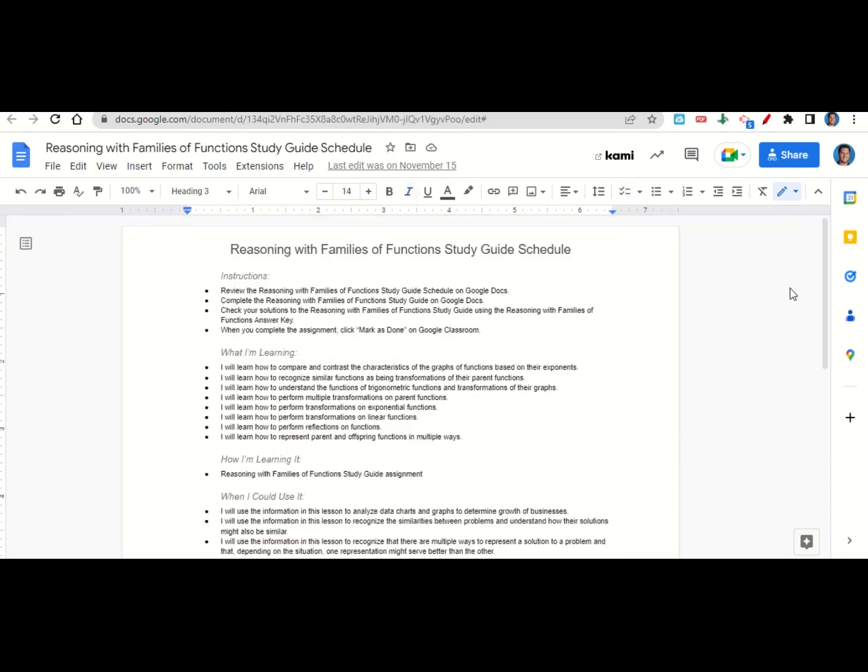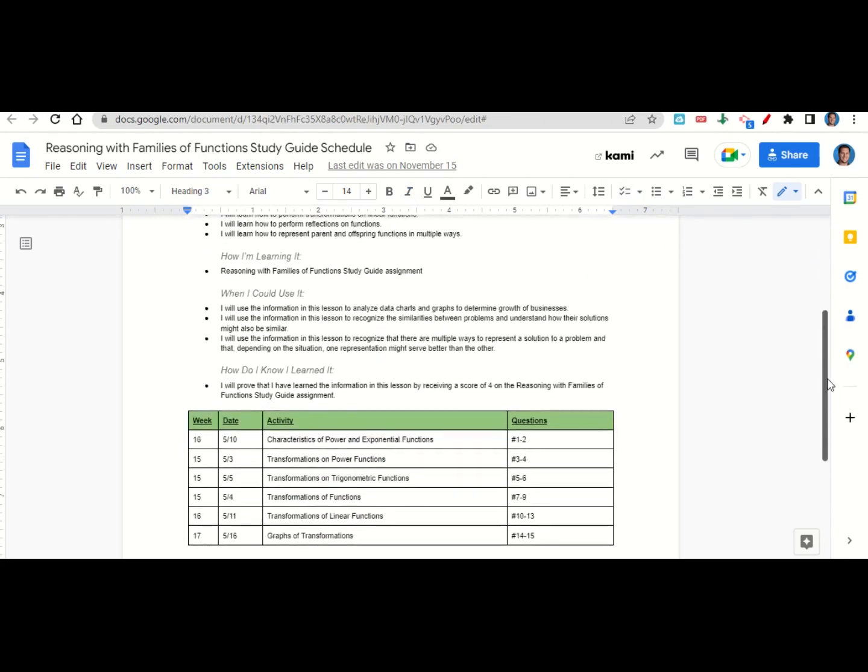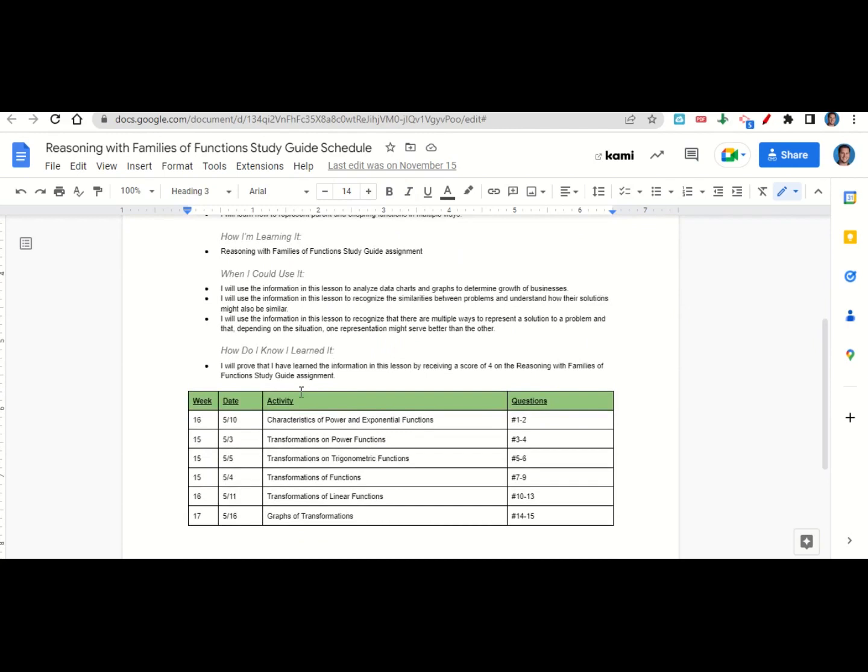Now to make sure that we stay on track, I've created a schedule for you to follow here. If we scroll down, we can see where you're supposed to be. So by the 10th of May, you should be able to complete questions 1 through 2 on the characteristics of power and exponential functions. By the 3rd, you should be able to complete questions 3 through 4 on transformations on power functions.